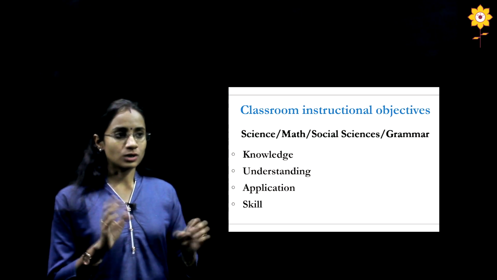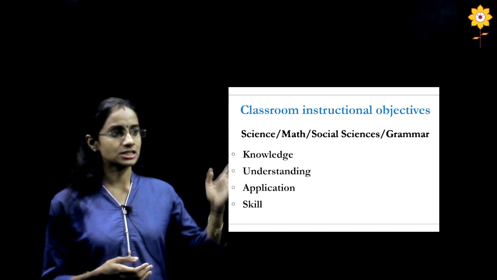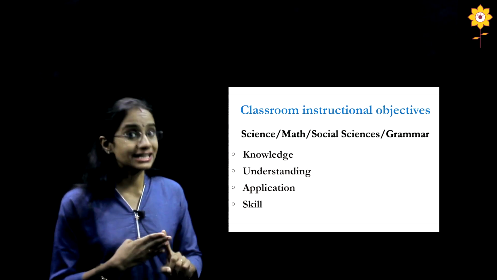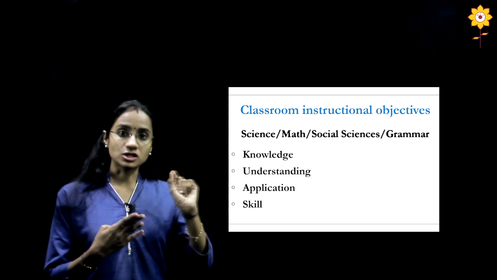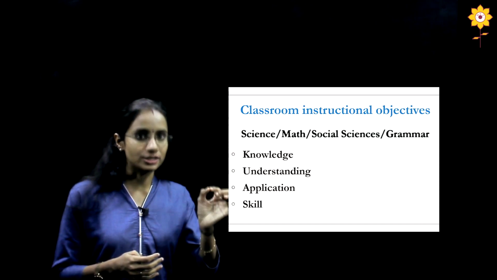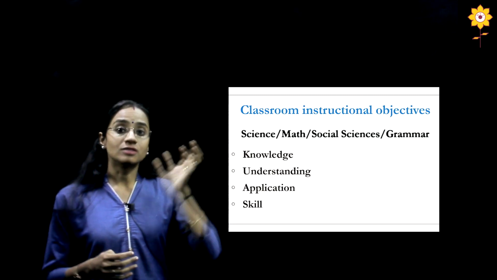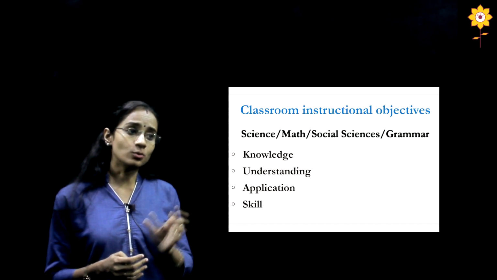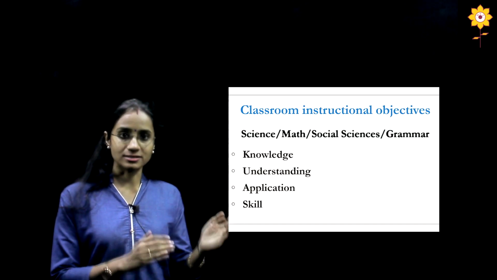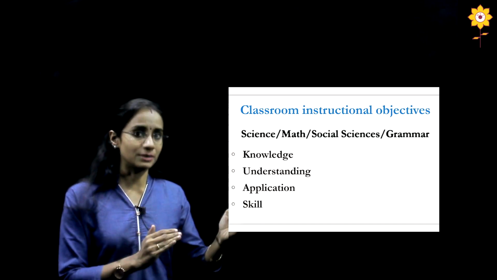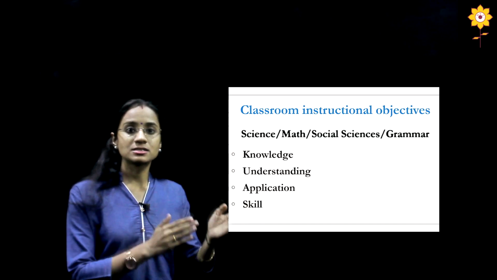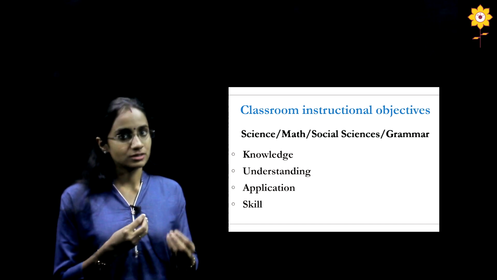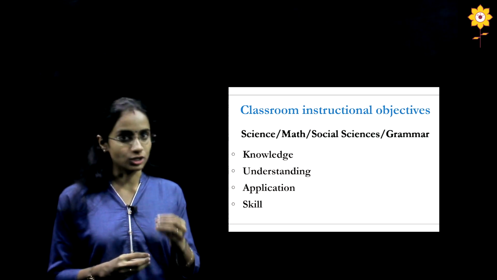Now see, when you are writing your objectives in science, maths, social sciences and grammar, you will have knowledge, understanding, application and skill. Here the general objective will start with the pupil acquires knowledge of the content that you are teaching. The pupil develops an understanding of the content that you are teaching, and the pupil applies his or her knowledge and understanding in new and unfamiliar situation, which is an application, and the pupil develops skill. It can be any skill that you are trying to develop through that particular teaching learning activity that you will be conducting in your classroom.